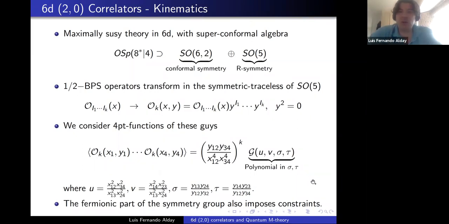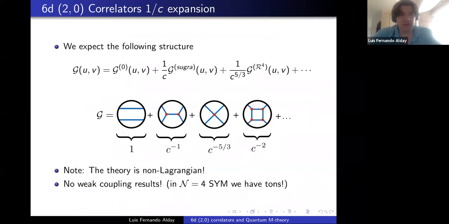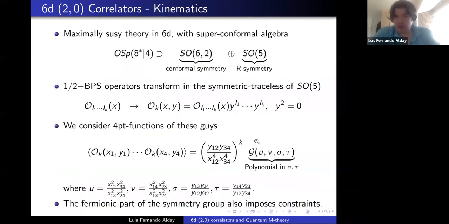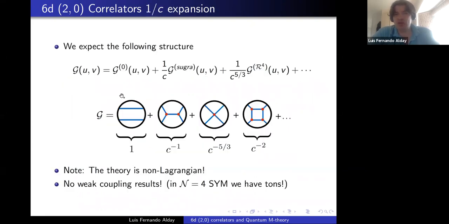But it will be very convenient for us to do that, as you will see. So, great. The structure that we expect now, as we consider these correlators in a 1/c expansion, is a structure which mimics the structure that we have in flat space. So we will have a disconnected part that will go like 1.